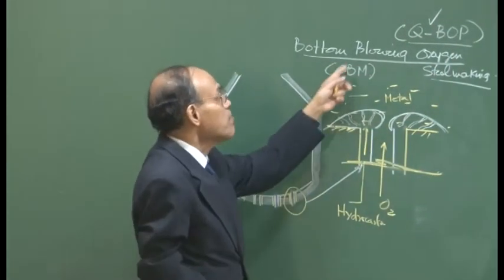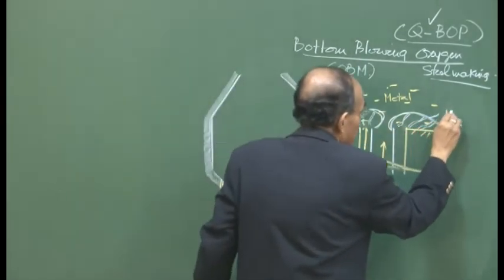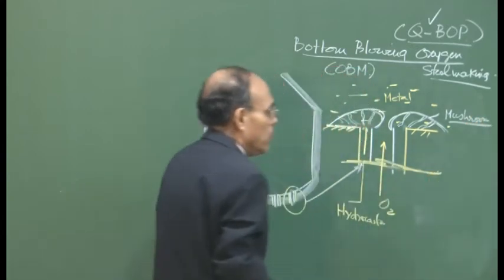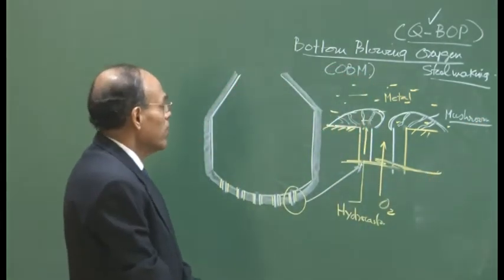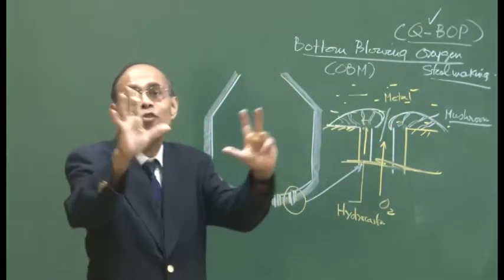So, this is the European name, this is the American name anyway. So, this is the mushroom which develops and which... now when you blow oxygen through the mold, the oxygen goes out, cooling, and the tuyere gets protected.